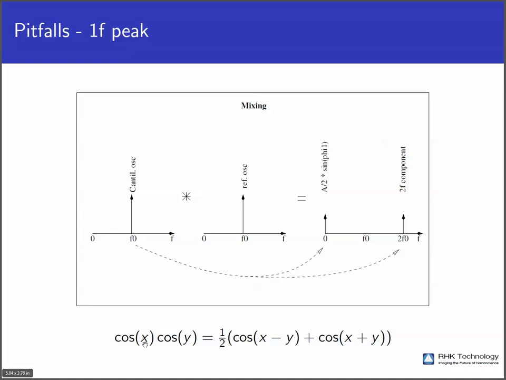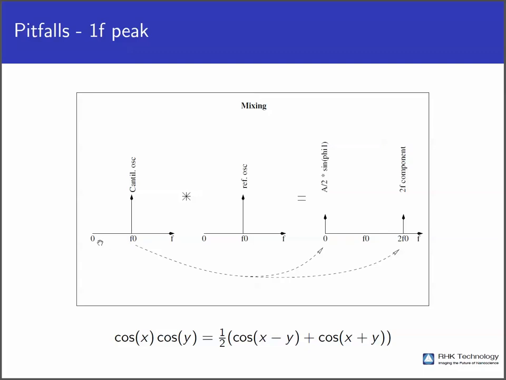Cosine x multiplied by cosine y equals 1/2 of cosine (x minus y) plus cosine (x plus y). This is a very fundamental equation in all kinds of radio receivers. It talks about mixing frequencies. What we do here is we have our cantilever oscillation signal that we get from the detector.